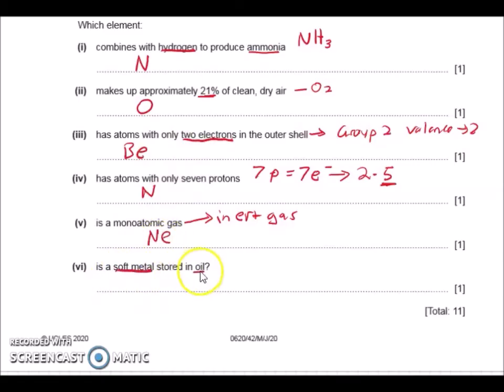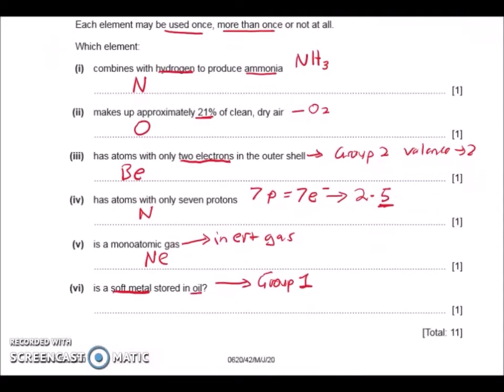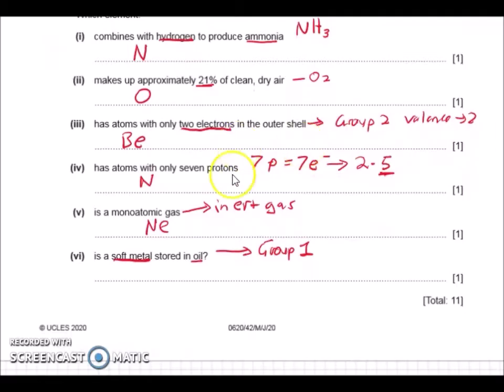Soft metal stored in oil. This must be from group 1. It's a soft metal, so it's group 1, and here we have lithium. So just write down the answer over here, lithium. Okay, so we have done this first question. The total is 11 marks here. Let us move to the second question.